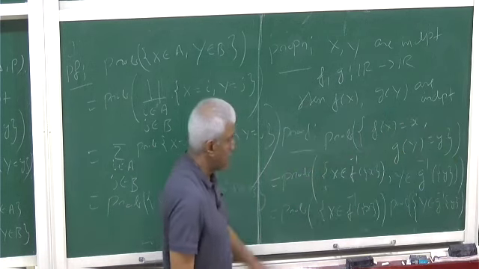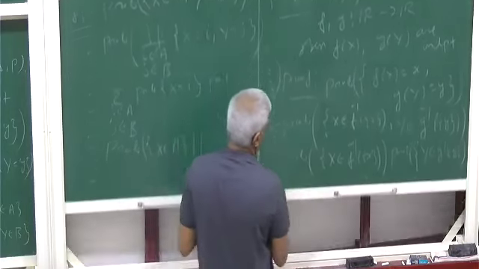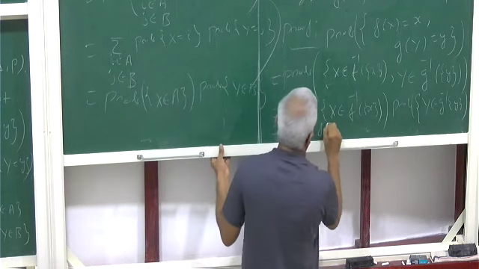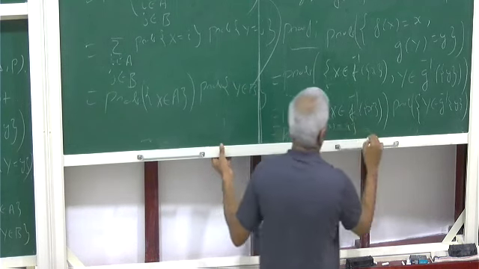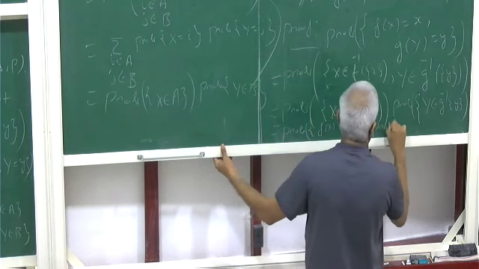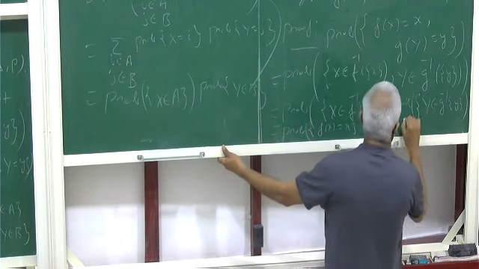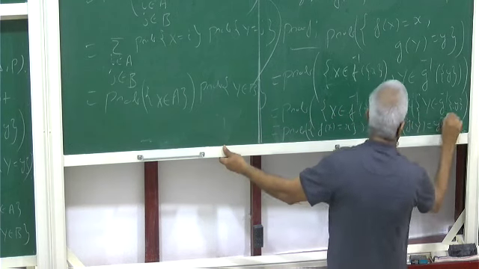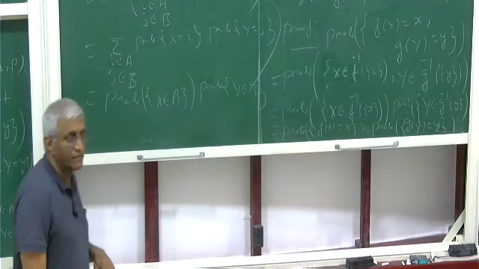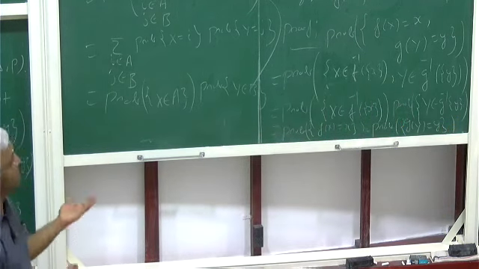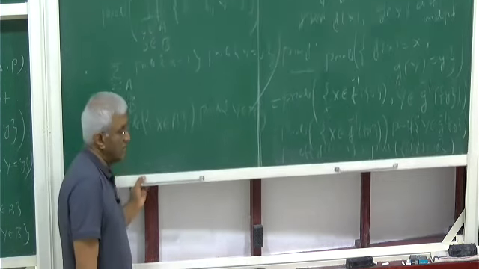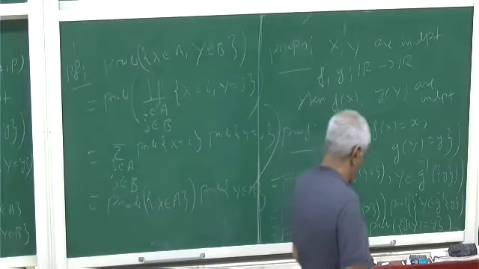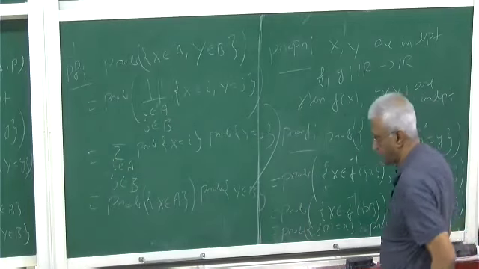Now this is just equal to the probability of F of X equal to x times the probability of G of Y equal to y. That's all. That's what we wanted. So it's clear. I should leave this as an exercise. So if X and Y are independent, then F of X and G of Y, for any functions, are also independent.